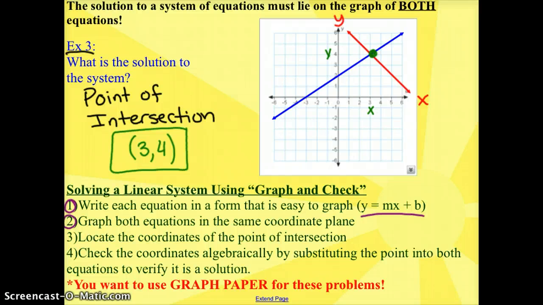Step 2, graph both equations in the same coordinate plane, so meaning graph both of them on the same set of axes. Step 3, locate the coordinates of the point of intersection, which is what we just did in example 3. And we're going to write that as a coordinate, x, y. And then step 4, check the coordinates algebraically by substituting the point into both equations to verify it's a solution. And I will show you how to do this in the next example. You are going to want to use graph paper so you can find the point of intersection much easier.